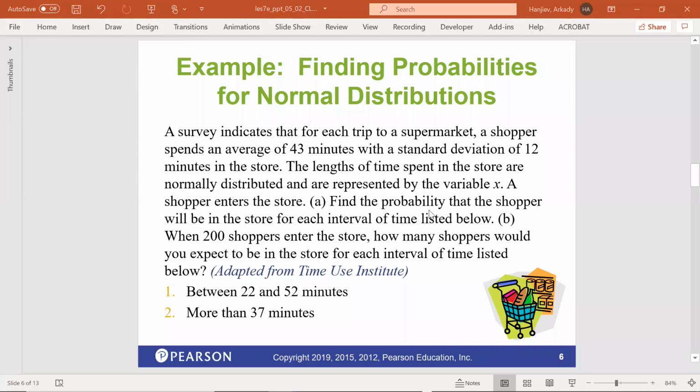All right, then your job now, very similar to what we've just done before. Can you find the probability that a shopper will be in the store for more than 37 minutes? And after that, find, if you had 200 shoppers, how many of them would stay in the store for more than 37 minutes?